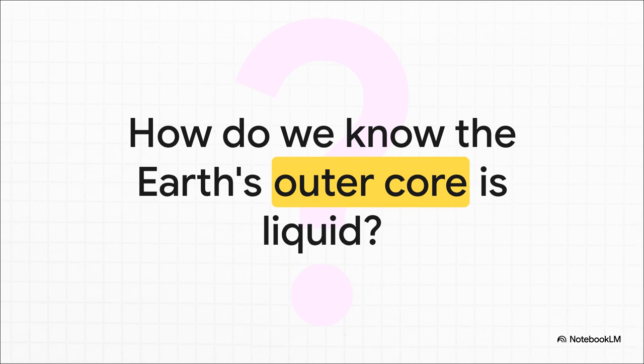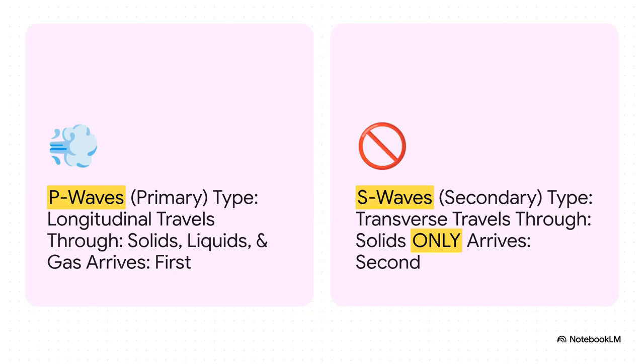The deepest hole humans have ever drilled is only about 12 kilometers deep, but the Earth's core is nearly 3,000 kilometers down. We've never seen it, we've never touched it, so how on earth are scientists so sure that it's a giant ball of molten metal? Well, the answer comes from earthquakes. You see, earthquakes create two main types of waves that travel right through the planet.